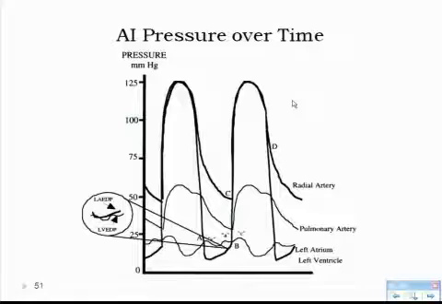All right, AI pressures over time. What you see is a rapid, very big diastolic pressure descent. Okay? So if you look at this radial A line, what do you see is missing? There's no dicrotic notch. The dicrotic notch is gone. Okay? So you want to pick it up.